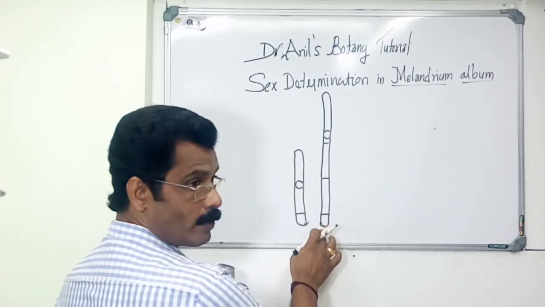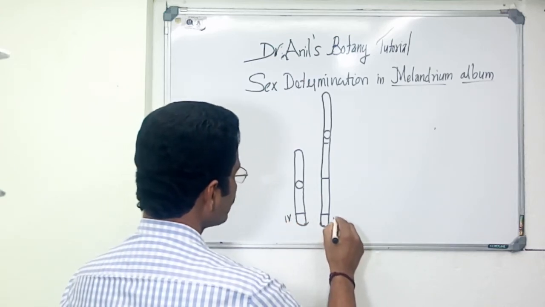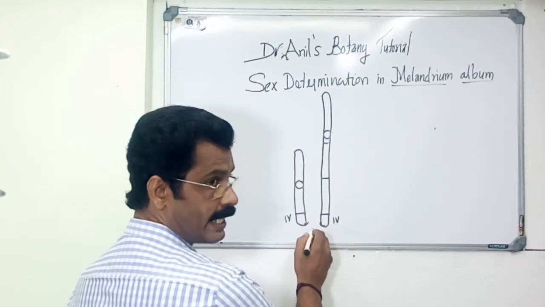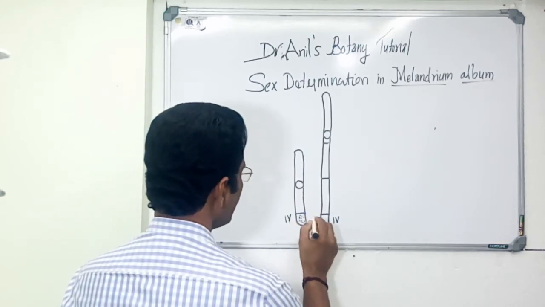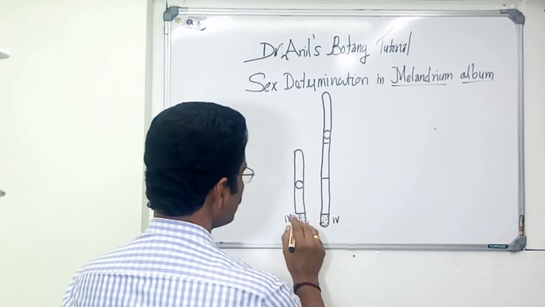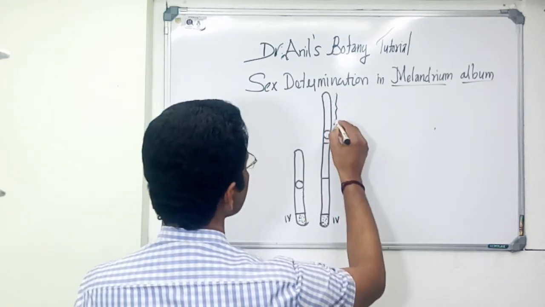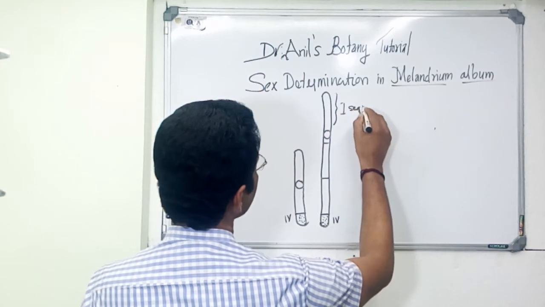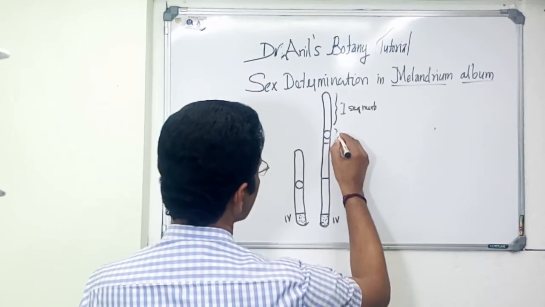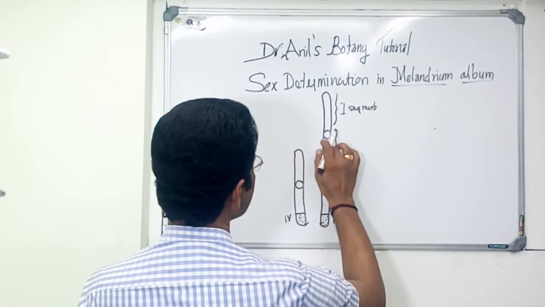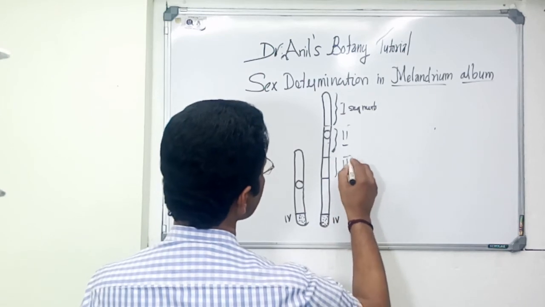In the X and Y chromosomes, the 4th segment is common and similar, which is useful for pairing in meiosis. The 4th segment is almost similar. A total of 5 segments are recognized. This is the first segment, this is the second segment, and this is the third segment.